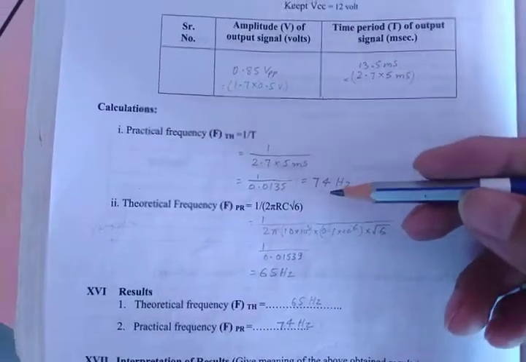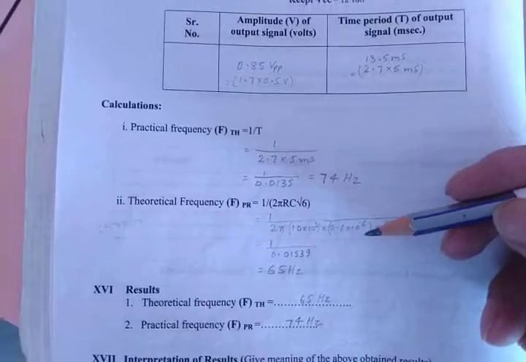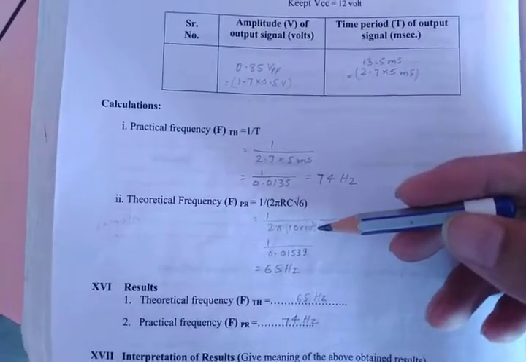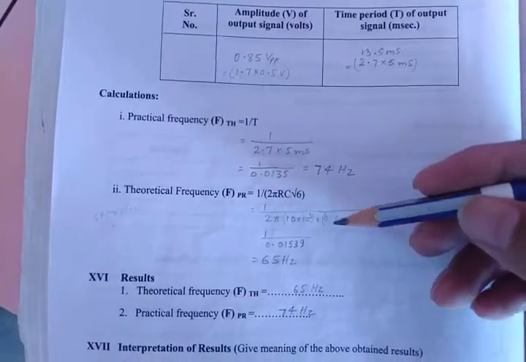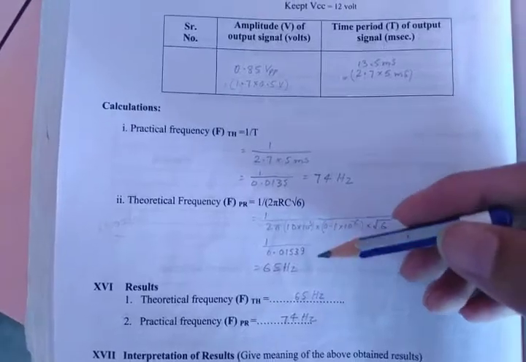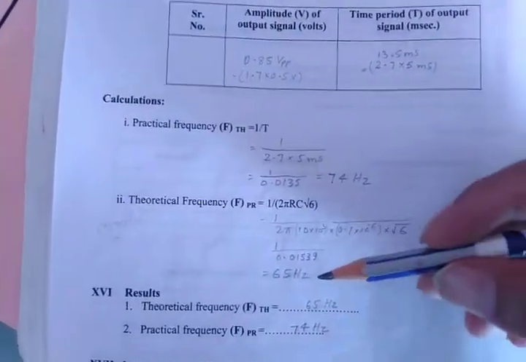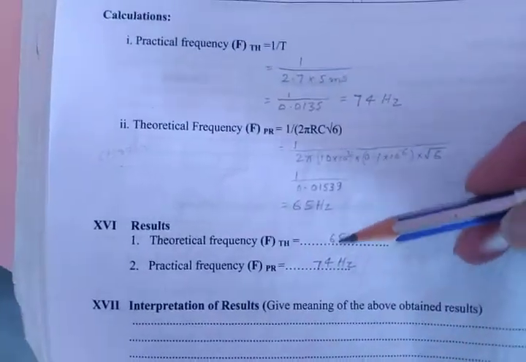Now the difference between the theoretical and the practical is due to the resistance and the capacitance. Here we have used the 10 kilo ohm, it may not be offering the exact 10 kilo ohm, and the capacitance similarly may not be exactly 0.1. So that causes the difference between the theoretical and the practical oscillating frequency, and results are noted down.